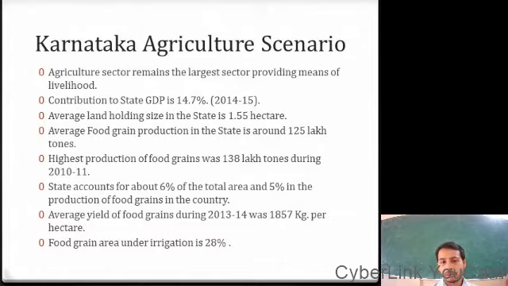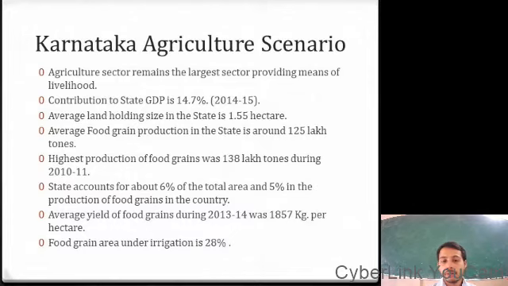The average food grain production in the state is around 125 lakh tons, here the average is for a year. One year's average food grain production is 125 lakh tons. The highest food grain production was 138 lakh tons, during 2010 and 11. And the state accounts for about 6% of the total area and 5% of the production of food grains in the country. So in India, our state accounts for 6% of total land area and 5% of total food grain production.